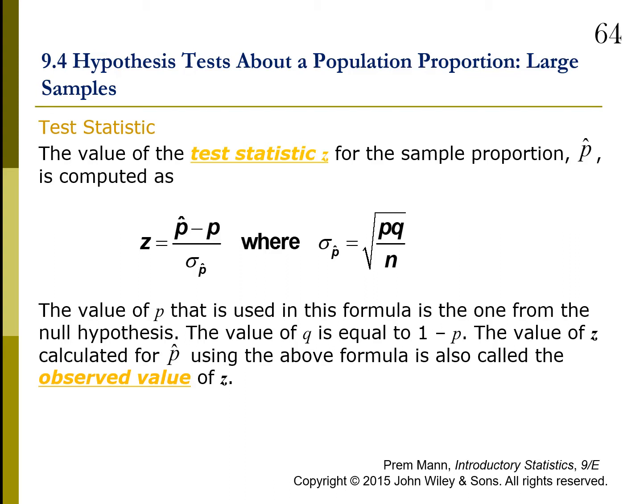So these are the same formulas that we've been using in Chapter 7, and we've used some in Chapter 8, and now we're going to use them again in Chapter 9. So what do we call this value? Well, once again, we're going to call this the observed value of z.